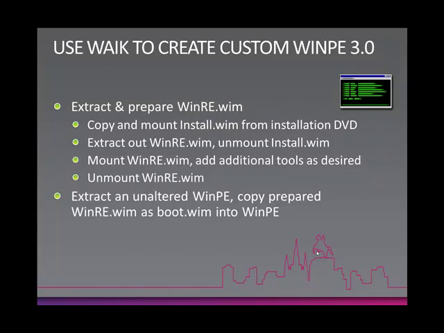Once that's done, we can unmount the Windows RE and commit it, and then copy it over as boot.wim to a regular extracted and unaltered WinPE environment. And then we can copy those files over to a hard drive or a UFD or a CD or DVD-ROM, and we are ready to go.